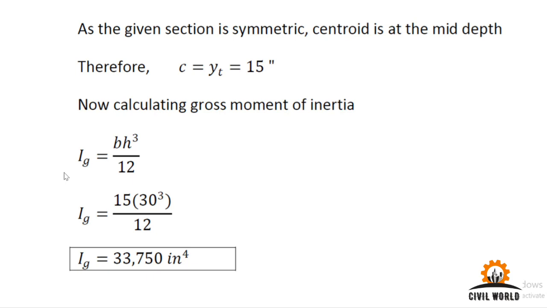So in this case, we have to take the gross moment of inertia, and you already know that moment of inertia is calculated by using this equation, which is bh cubed by 12. We have 15 as the width, 30 as the total depth, divided by 12. So our gross moment of inertia is calculated as 33,750 inches to the power 4.